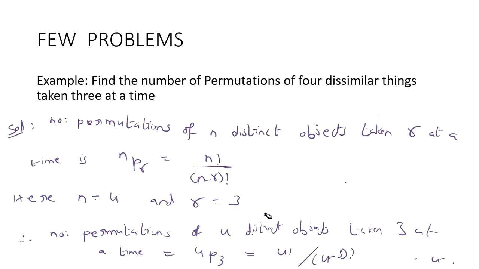So this problem is a direct application of the formula that we have for nPr. The number of permutations of n distinct objects taken r at a time is nPr, which is equal to n factorial upon (n minus r) factorial. Here the question is the number of permutations of 4 distinct objects taken 3 at a time. Therefore the answer is equal to 4P3.